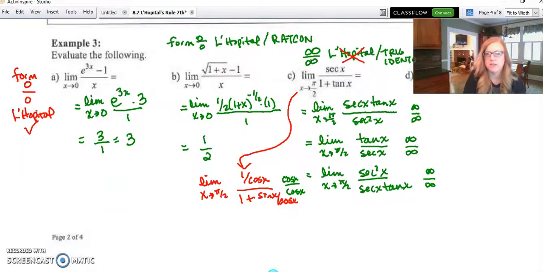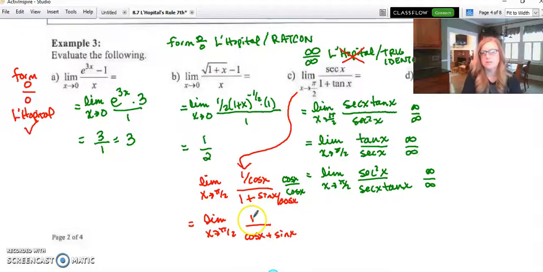All right, let's see what that gives me. Limit as x goes to pi over 2. This is going to give me 1 over cosine of x plus sine of x. Check your plug and chug. This is going to give me 1 over cosine of pi over 2 is 0 plus sine of pi over 2 is 1, which is 1 over 1, or 1. I'm out of my indeterminate form. So the actual answer to that is 1.